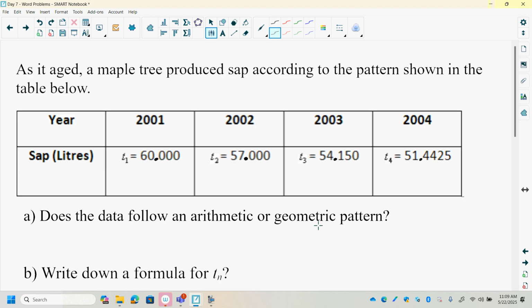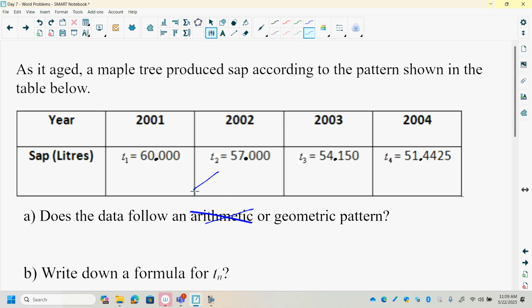Does the data follow an arithmetic or geometric pattern? Well, let's see. If I subtract, what's term 2 minus term 1? 57 minus 60, negative 3, yes? If I subtract here, term 3 minus term 2, I get negative 2.85. Is it the same number? We're not going to say it's close enough. I'm not rounding. It's not the same, is it? So if it doesn't have a common difference, we can rule out which one, arithmetic or geometric? It's not that. Let's check to see if it does have a common ratio.